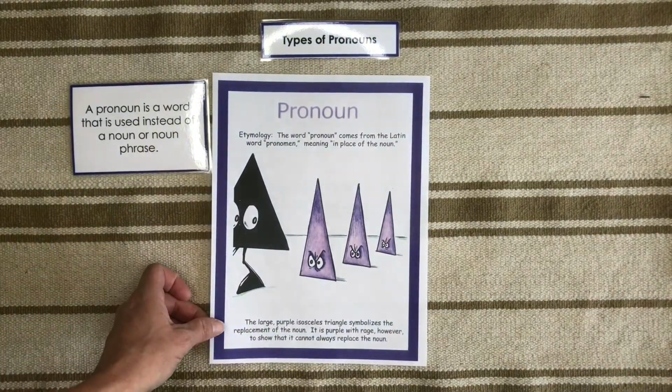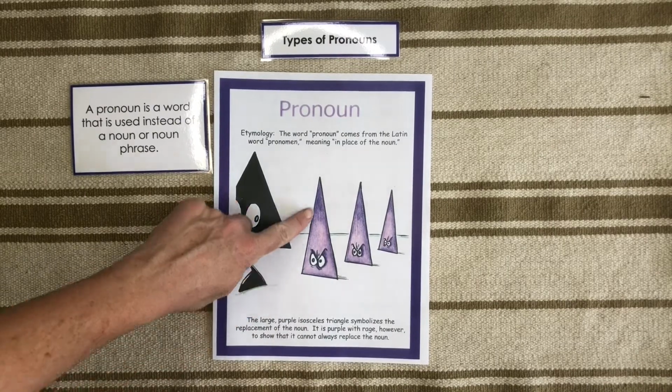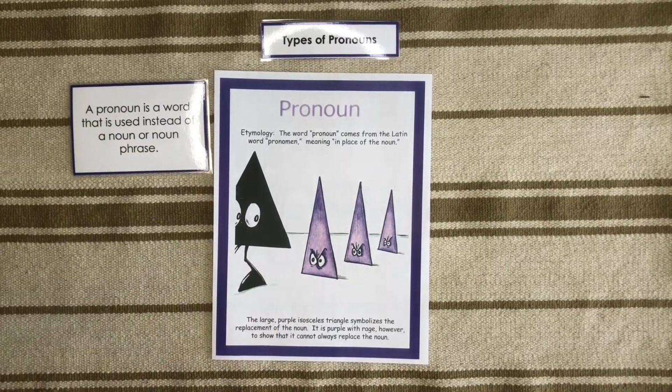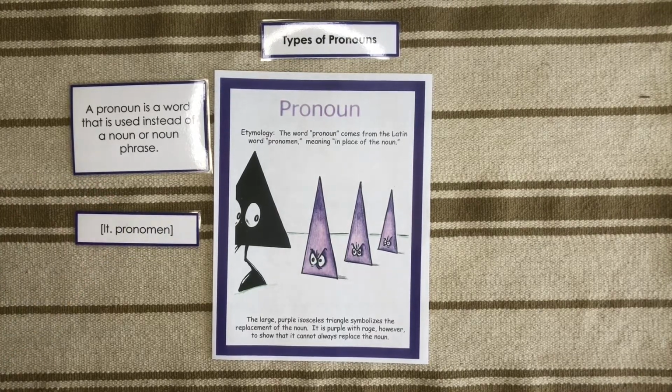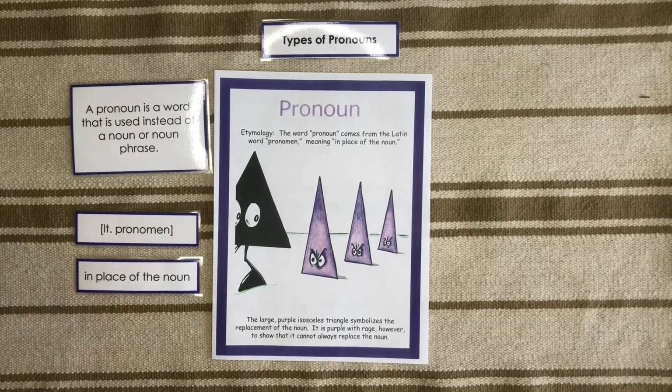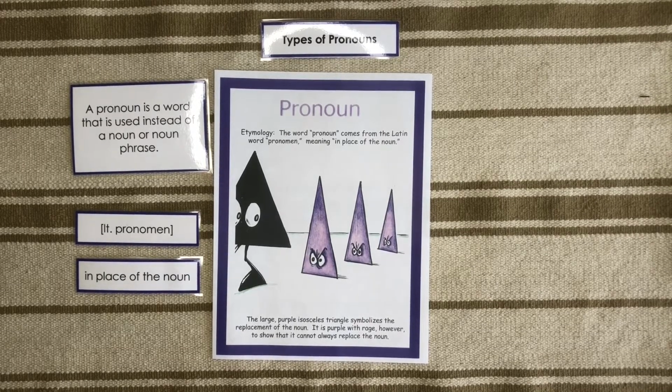Our Montessori symbol for a pronoun is our purple triangle, right? The word pronoun comes from the Latin word pronomen, which means in place of the noun. So we're replacing the noun with a pronoun. The large purple isosceles triangle symbolizes the replacement of the noun, and it's purple with rage to show that it can't always replace the noun. So that's kind of a fun way to remember it.